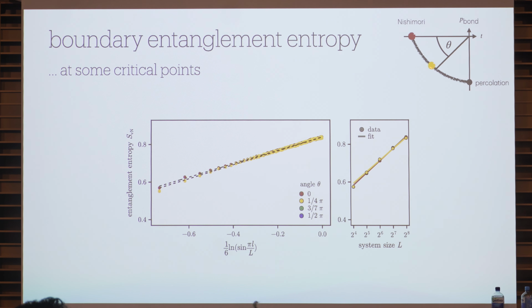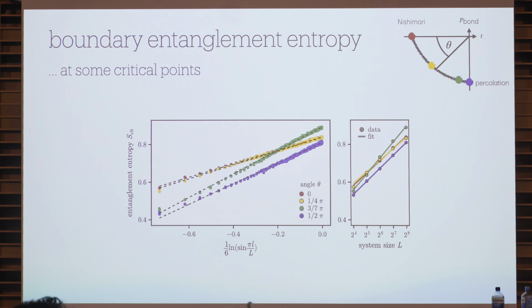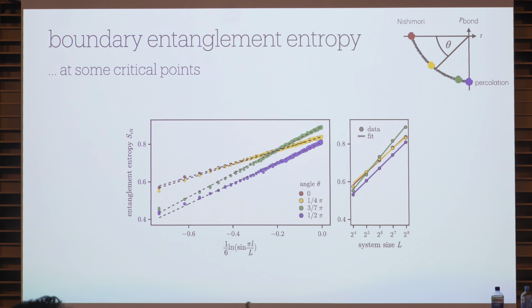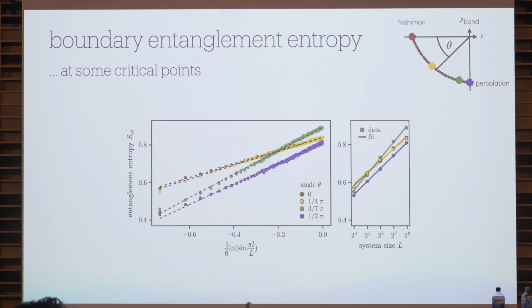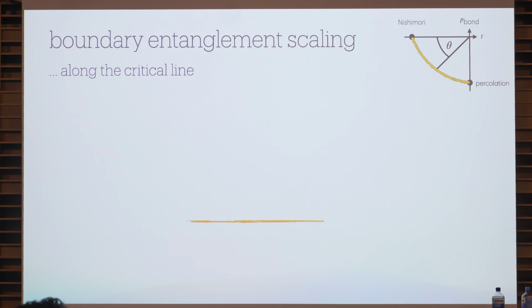Also look at some point in the middle of this critical line, and we see that this looks pretty much the same. And if we look at the percolation point, we see that now something happens and it looks very different. But now if we look at a point very close to percolation, we see that it again looks very different. So this is a little bit confusing maybe. So let's again look along this critical line. So now let's plot the slope of these linear fits along this critical line. Yeah, what we see then is something like this.